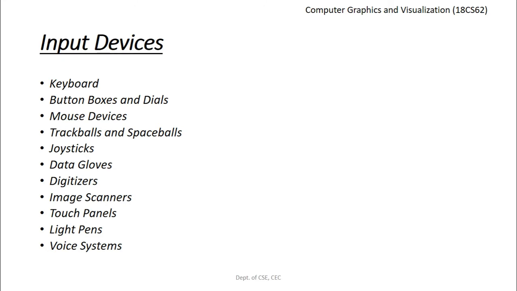Let us start from the keyboard. As we all know, the keyboard on the graphic system is used for entering text strings, issuing certain commands, and selecting menu options. So we can enter text, we can issue certain commands, as well as we can select menu options using the keyboard.